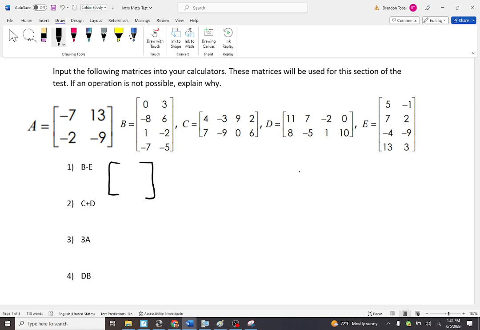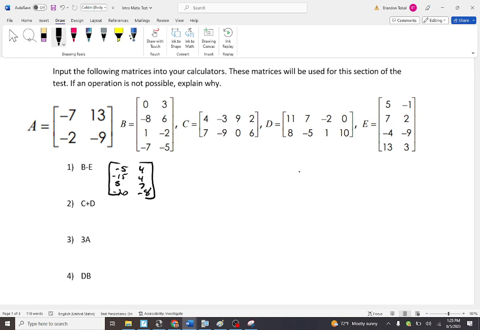When you add and subtract, that's pretty easy. You don't really need a calculator that much. But for example, B minus E. You subtract the things in the same position. So 0 minus 5 is -5. 3 minus -1, that's +4. -8 minus 7, that's -15. 6 minus 2 is 4. 1 minus -4 is 5. -2 minus 9 is -11, so that's going to be 7. -7 minus 13 is -20. And -5 minus 3 is -8.